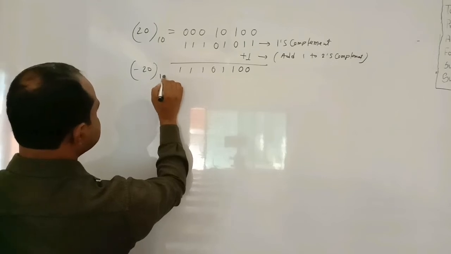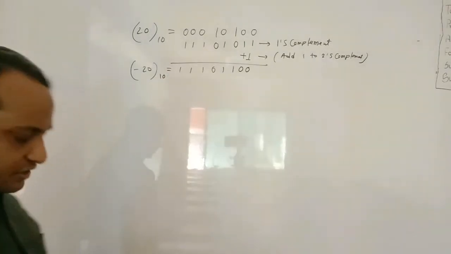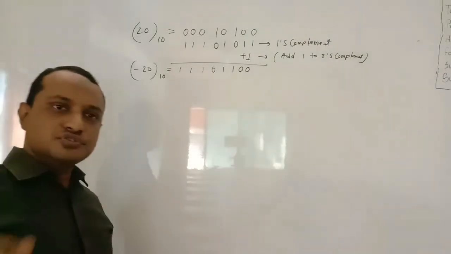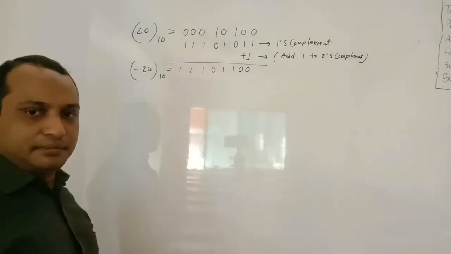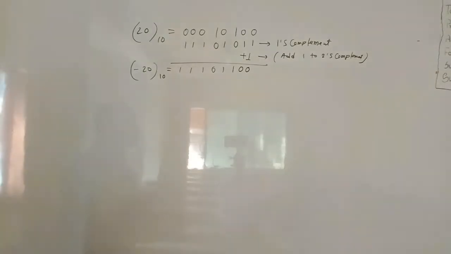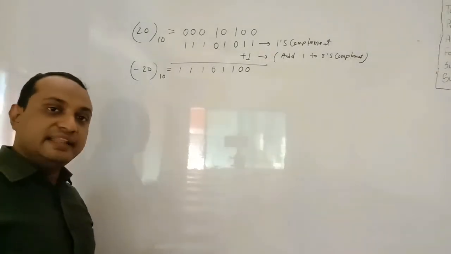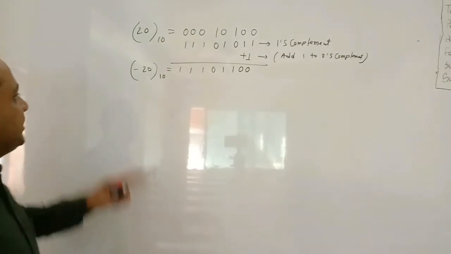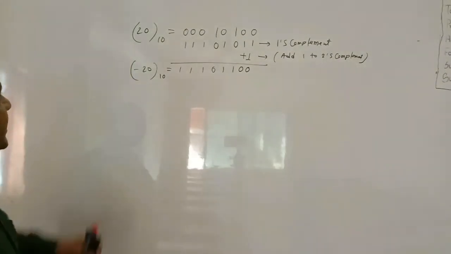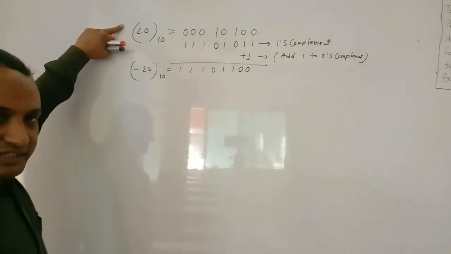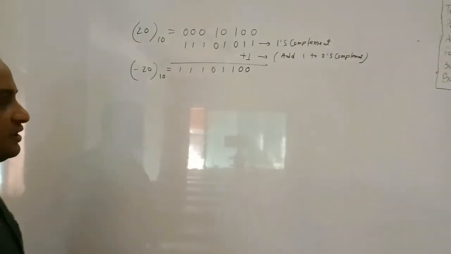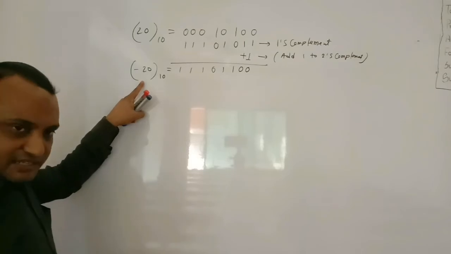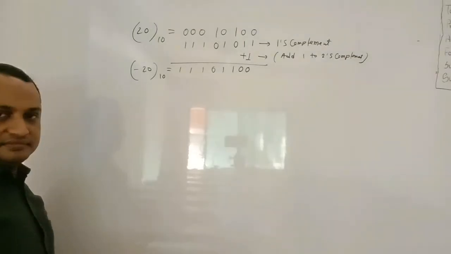You know, if you use 2's complement form on any positive number, then it will be a negative number. If we use 2's complement form on any negative number, then it will be a positive number. I used 2's complement form on 20, so the result is minus 20. Now I will add this minus 20 with 15.